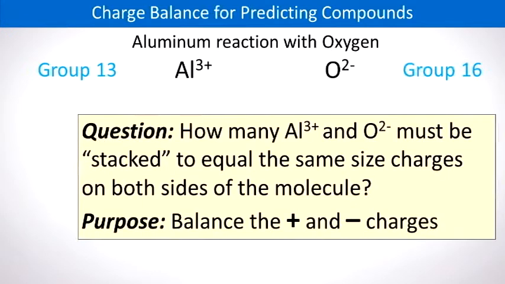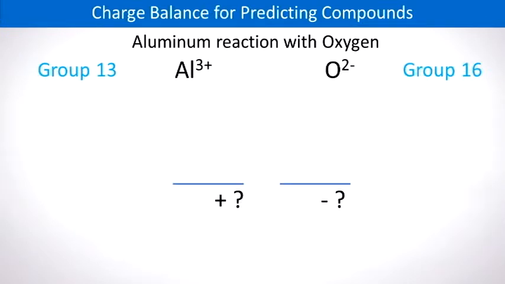So here's the question. How many aluminum +3 ions and oxygen -2 ions must be stacked to equal the same size charges on both sides of the molecule? In other words, let's balance the plus charges and the minus charges. The plus charges are located on the left side of a compound. The negative charges are located on the right side of a compound. Our goal is to stack enough aluminum +3 ions and oxygen -2 ions to achieve a balanced charge.